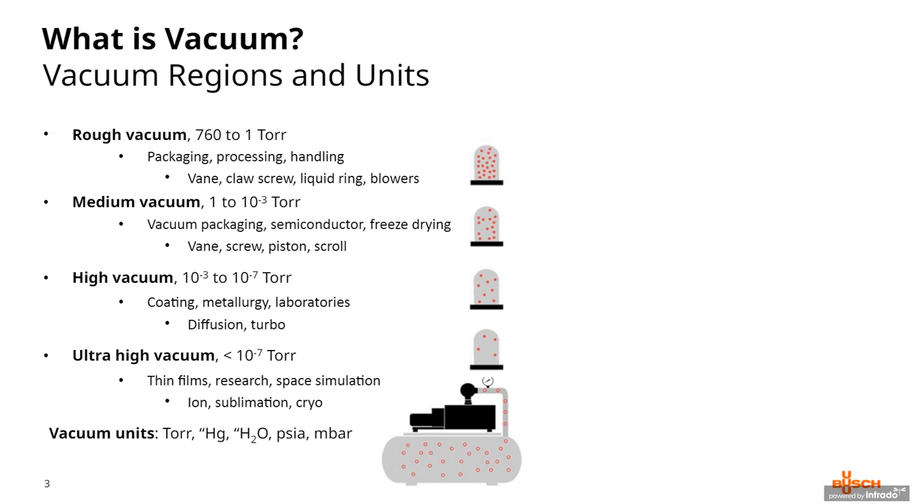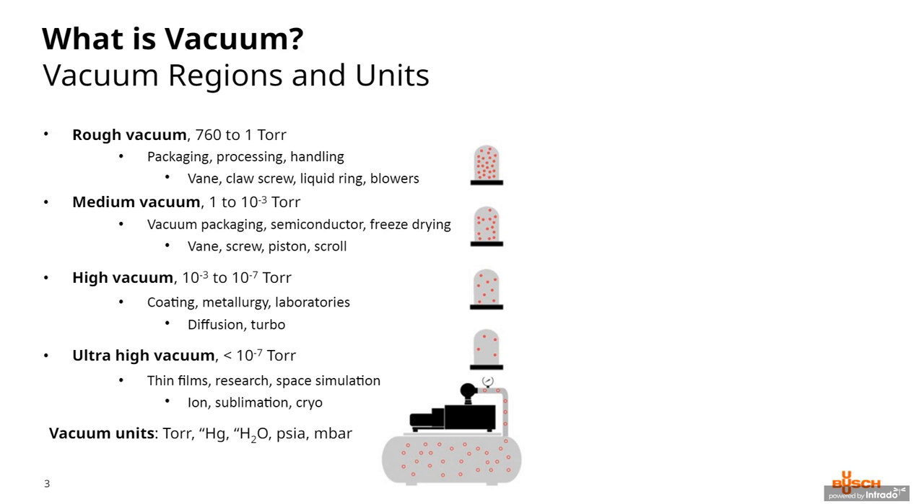Also, there are several units of measurement to describe the level of vacuum. Vacuum can be measured in torr, inches of mercury, inches of water, millibar, but there are also different regions of vacuum, from rough vacuum, which is from 760 down to 1 torr, mainly used in applications like packaging or processing. Medium vacuum, which is from 1 torr down to 10 to the minus 3 torr, which is semiconductor, freeze drying.